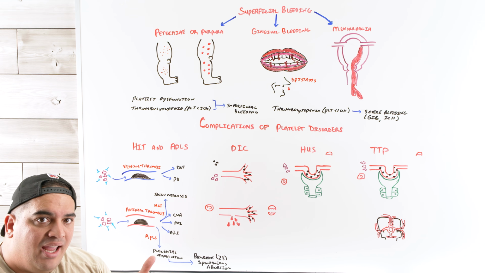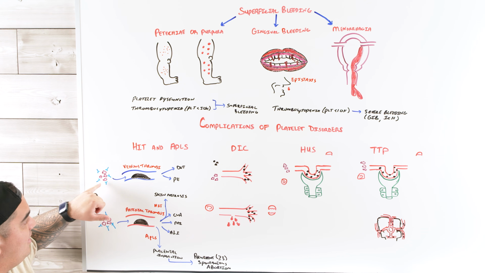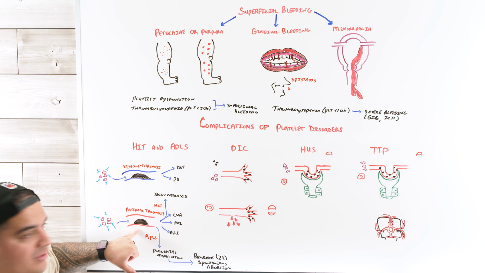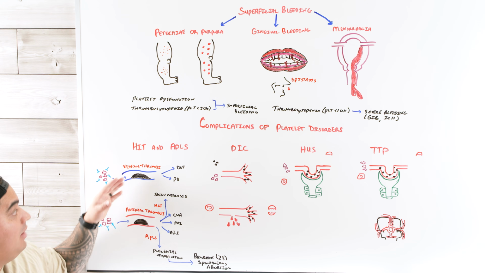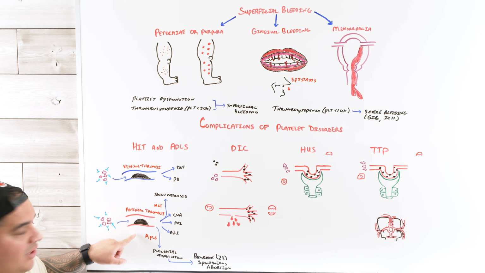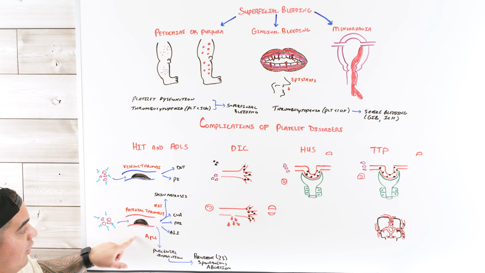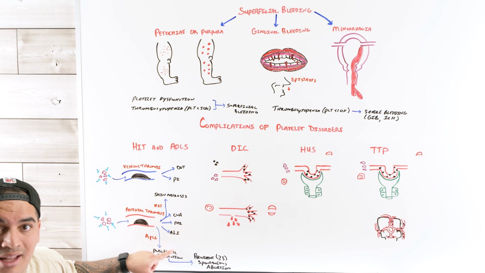So again, in both HIT and antiphospholipid syndrome, they both have autoantibodies that are activating platelets and inducing thrombus, which is causing platelet consumption, which leads to low platelets in both of them. They both have venous and arterial thrombi. Venous thrombi can cause DVTs and PEs. Arterial thrombi can cause strokes, MIs, and limb ischemia.